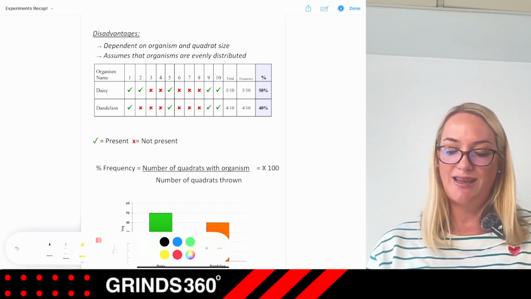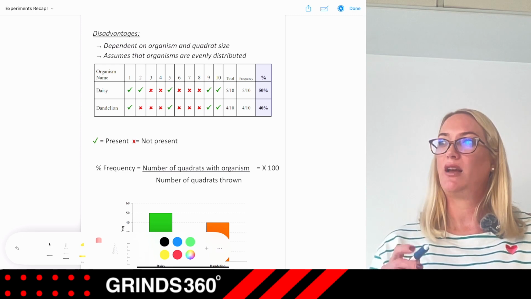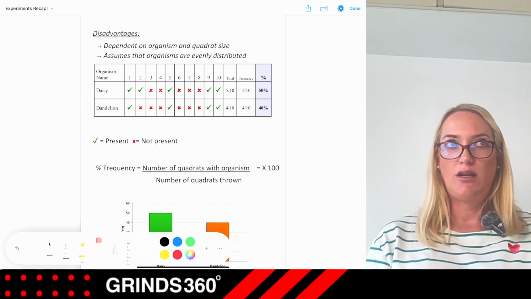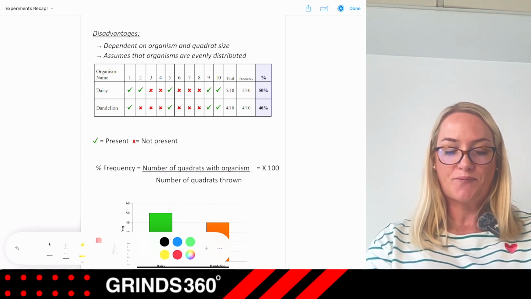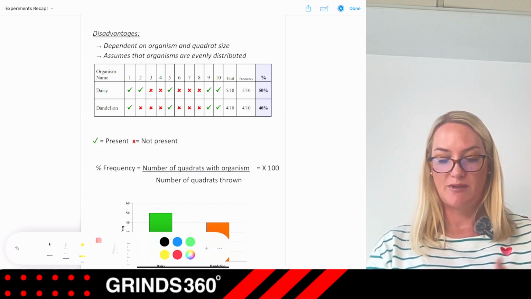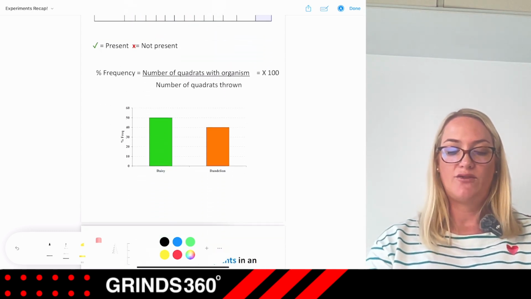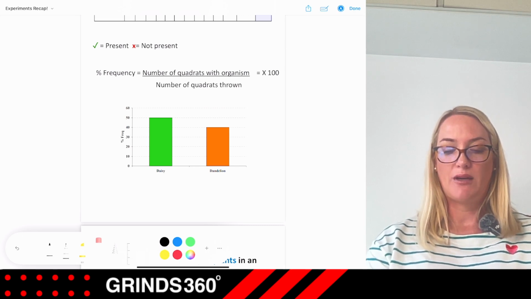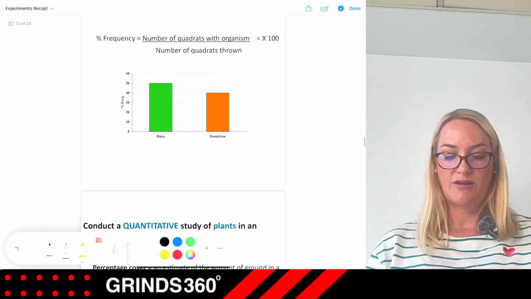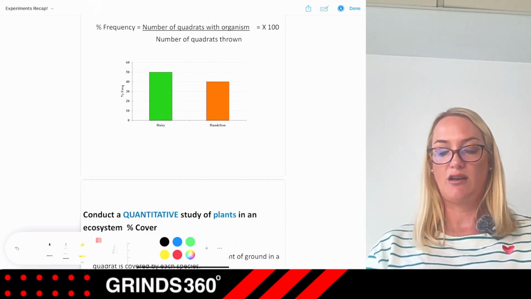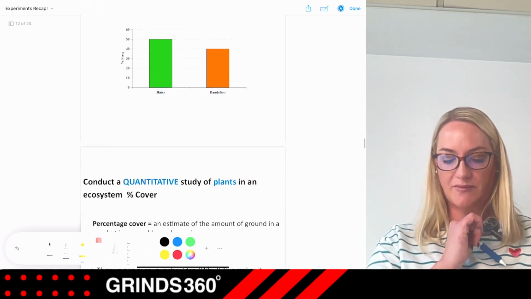This table here, would they ask you? No, but they might show you, or maybe in a mock, a table like this and ask you to calculate out the percentage frequency. So it's your number of quadrats with your organism by the number of throws. So number of quadrat throws. So here's a table showing our results.